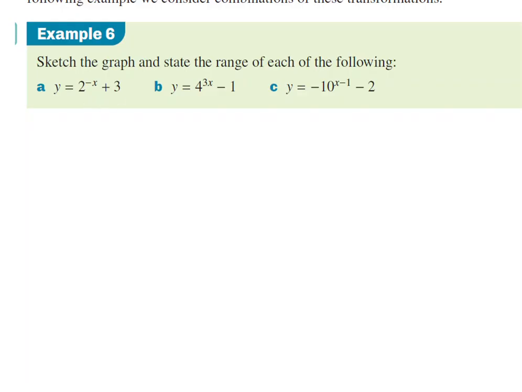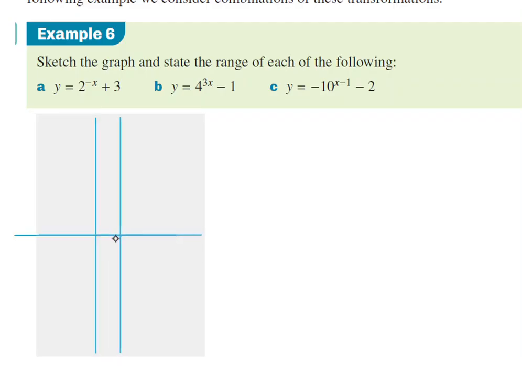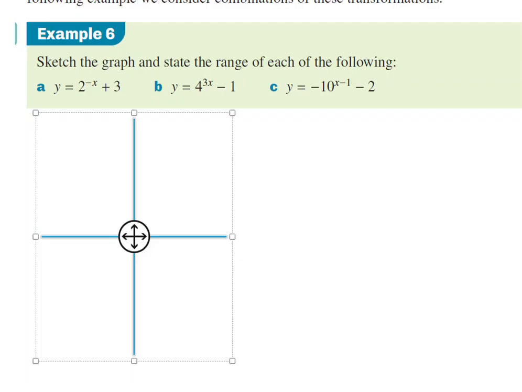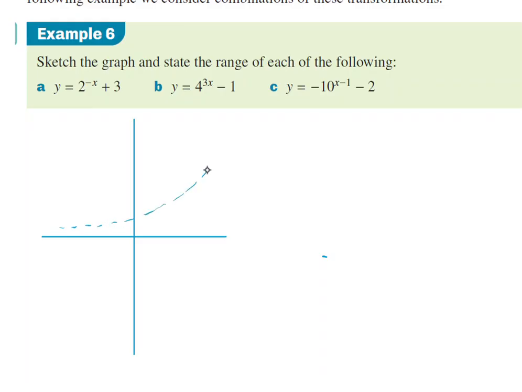So if I start with my original graph, and if I start with my nice little axes here, perhaps I'll move those over just a fraction, make that a fraction bigger. That looks better. All right. Y equals 2 to the negative x plus 3. So if I drew y equals 2 to the x, and because I'm going to translate it, I'll dot it. There's y equals 2 to the x.